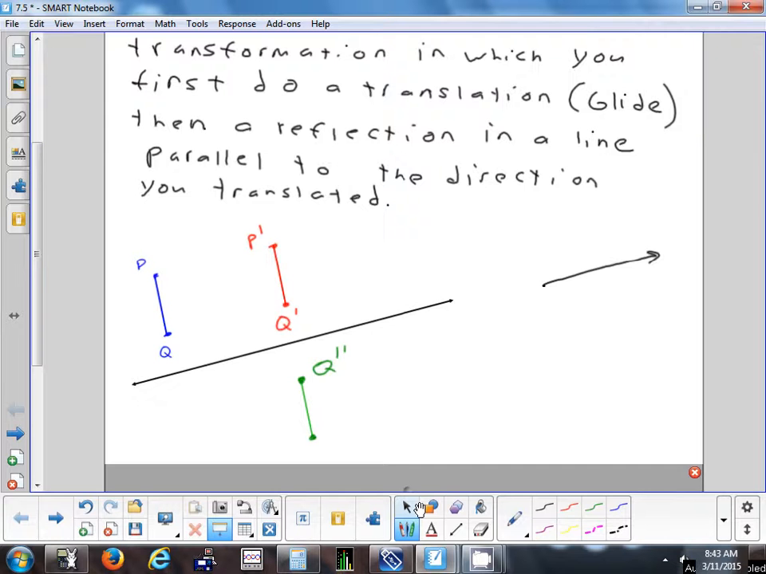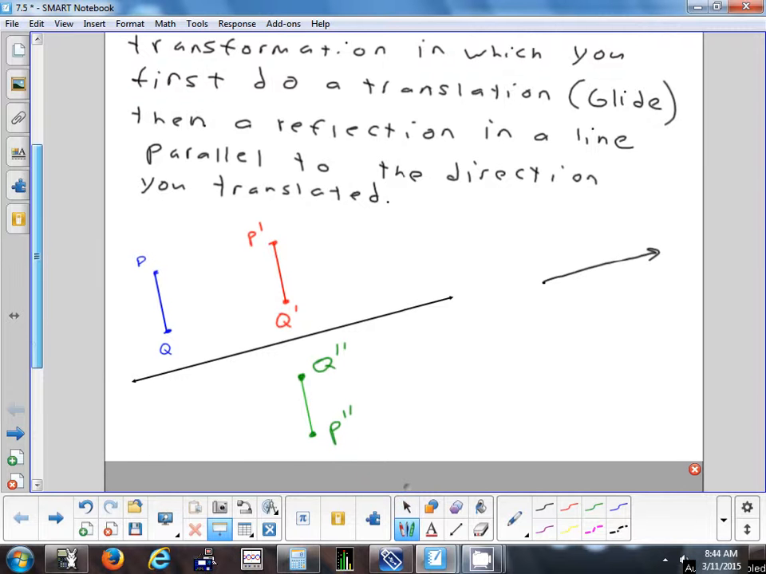Because when you reflect it, Q was the one that was closer to the line, so Q still has to be closer to the line. P was farther away, so P should be farther away. So now that's correct. Any question on that?